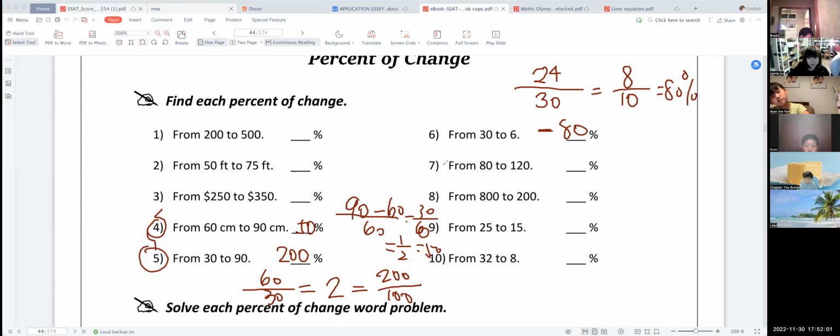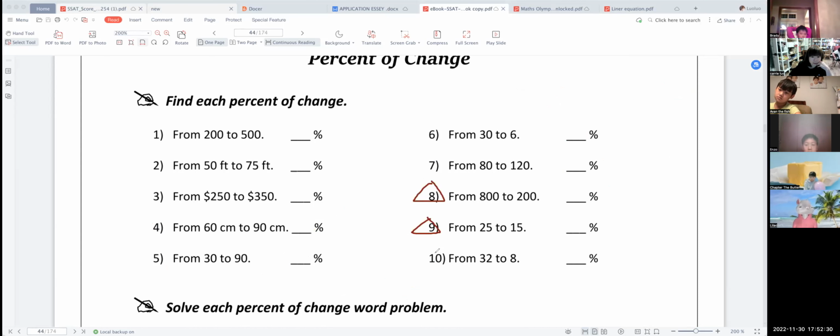Okay, so let's take a look at number 7. 80 to 120. So Evan, can you tell me how much has been increased? 40. 40, very good. So 40 over 80, very good, over 80. So it's 1 over 2, so it's 50%. And because it's increasing, we don't have to put a negative sign in front of it. Understand, everybody? Okay, so now your turn, 8, 9, and 10. Okay, 3 questions, please do it.